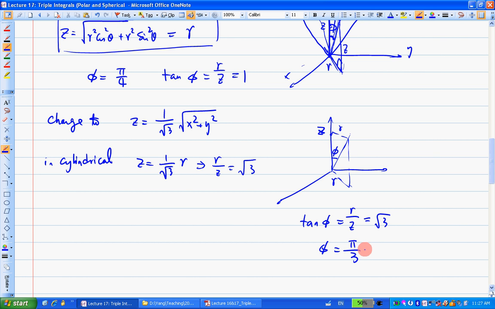So that gives me phi equal to pi over 3. Does that make sense? Right? So if this is pi over 3 and this is pi over 4, guess what happened? Do you have a bigger cone or a smaller cone now? I mean, a wider cone or a narrow cone? You have a wider one, right? So the angle that this is 60, that's 45. So you have a bigger angle here.